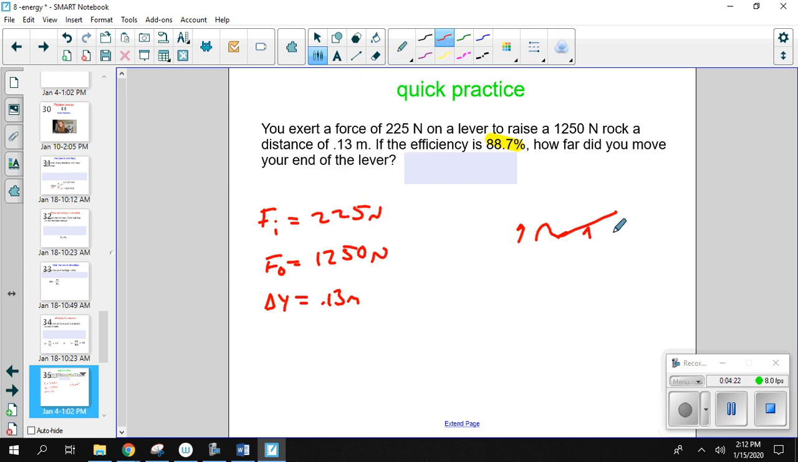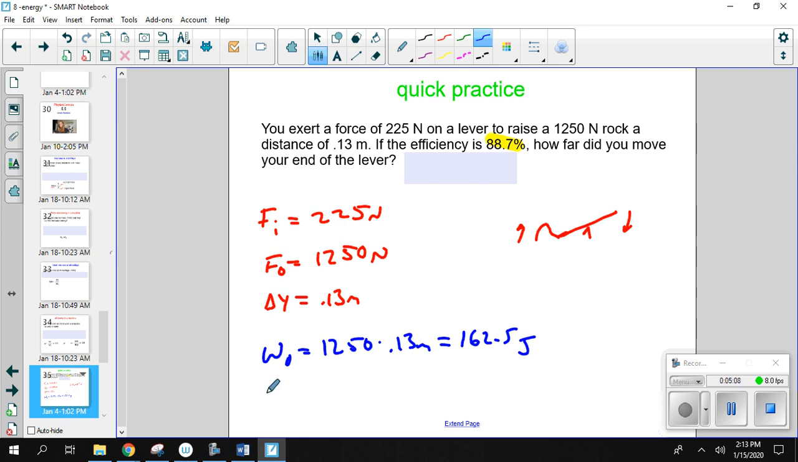How far did you have to move the other end of the lever? How far did you have to push that in order to get it to raise that much? So we have to break this up into a couple things. The first thing we want to do is figure out our work output. I'll change colors here. Our work output should be our force output multiplied by the distance that we are applying that force to, and that should equal 162.5 joules.